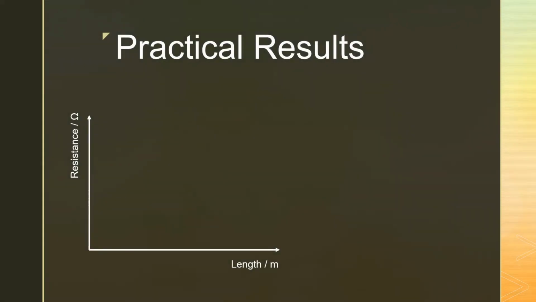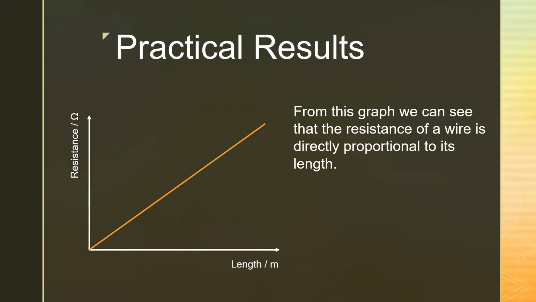So at the end of yesterday's lesson, I asked you to plot this graph. I'm hoping when you did that, you got a straight line that passes through the origin. Now, you should be comfortable with telling me what that informs us about the relationship between these two quantities. If we get a straight line that passes through the origin, we can say that they are directly proportional to each other. And the way we can write that is saying that R is proportional to L. The resistance of a wire is proportional to its length.